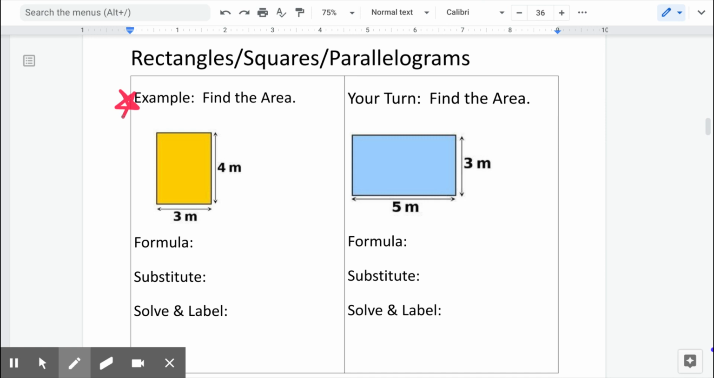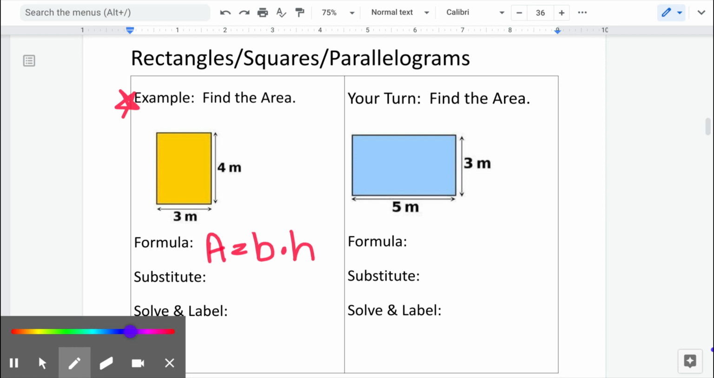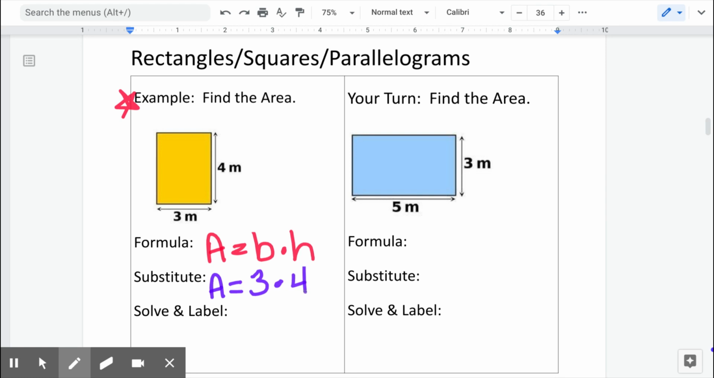First, to find the area, we use our formula, A equals base times height. Step number 1, write the formula. Then we substitute. So instead of the letters, we put the numbers. We still don't know our A, so we just leave it as A equals. Our base is 3 and our height is 4. So you can see me substituting. I didn't just do that step in my head. You have to make sure that you show your substitution.